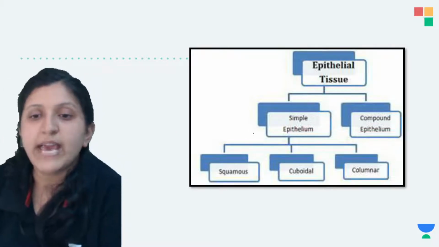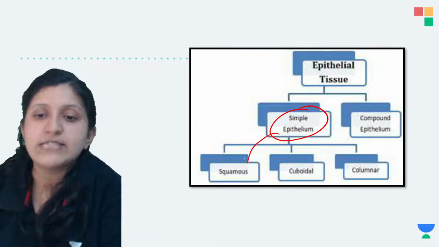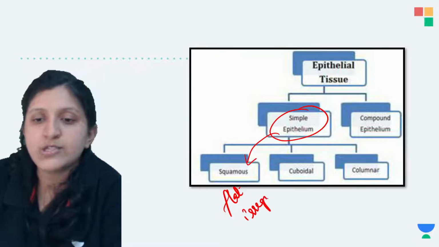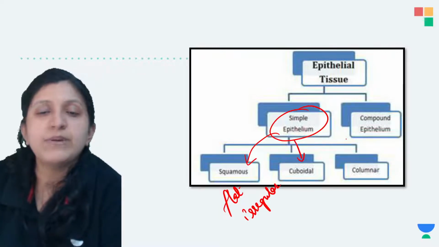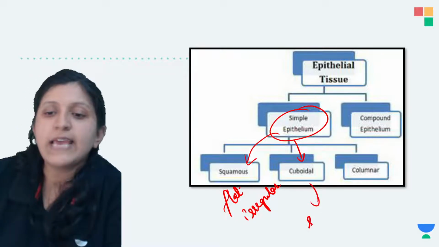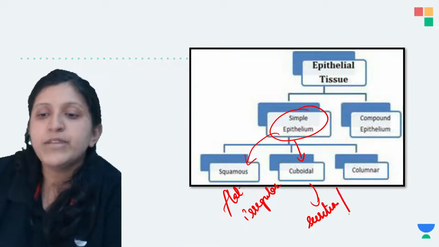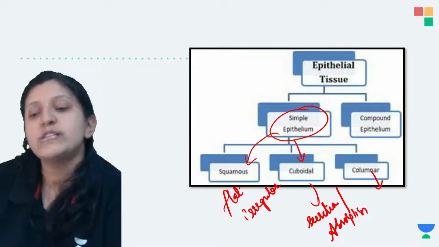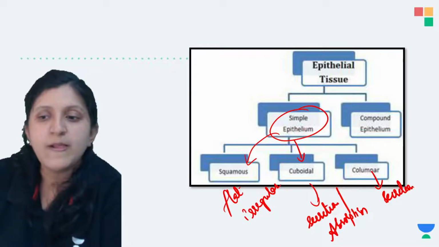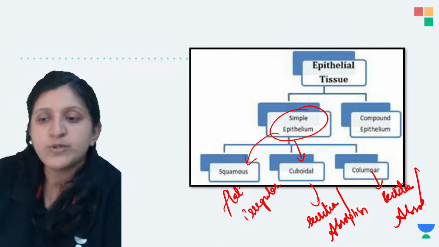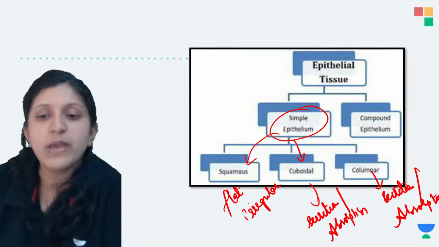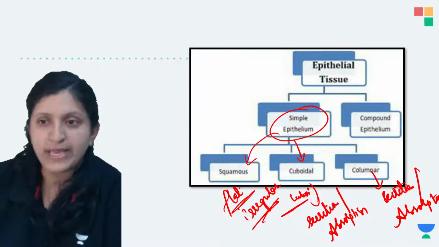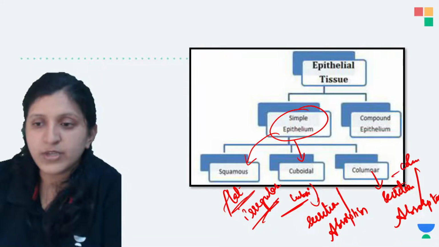Now you can have a look at this. Simple epithelium is classified as squamous, which is basically flat and irregular cells. Then simple cuboidal, which can do the function of secretion and also absorption. Then columnar is there, which also can do the function of secretion and absorption. These are the main functions. Squamous epithelium is flat and irregular, cuboidal is cube like, and this one is column like.